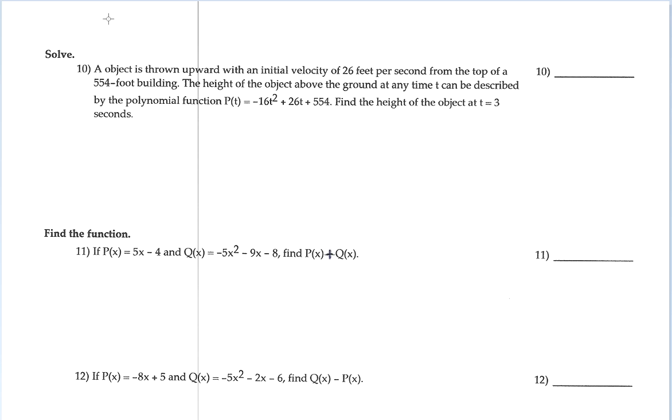Okay, one of our favorite problems. Read whatever they're talking about. An object thrown upward, initial velocity of 26, the height of the object above the ground at any time t can be described by the polynomial function this. Find the height of the object at t equals 3. So we're just substituting again the 3 for the t in the equation. That'll give us the height.